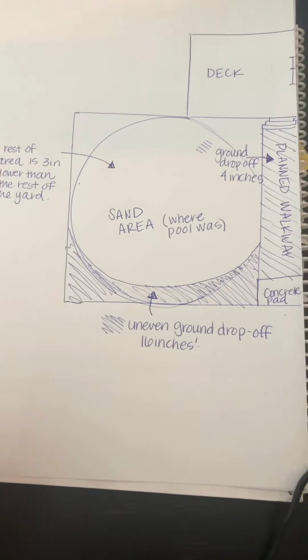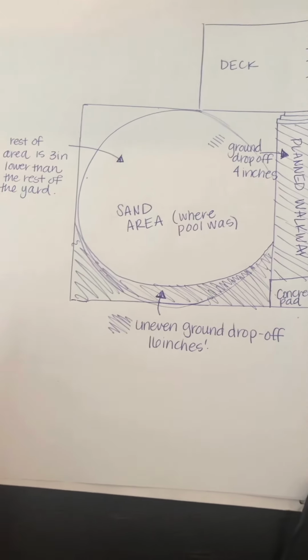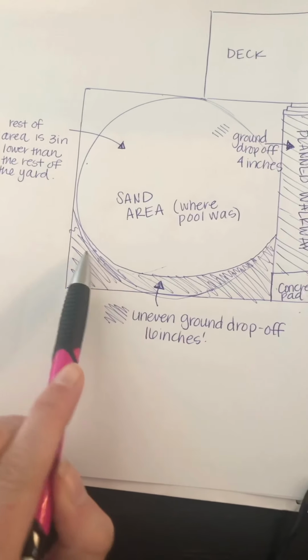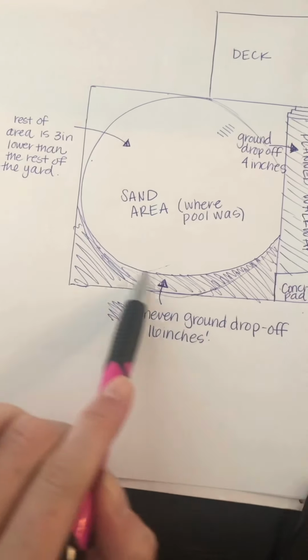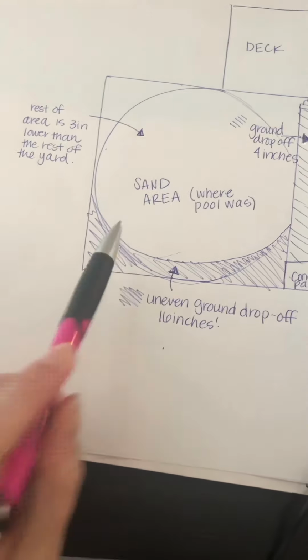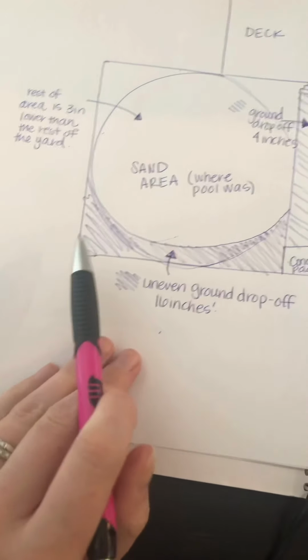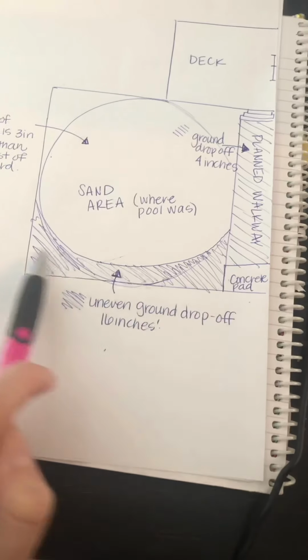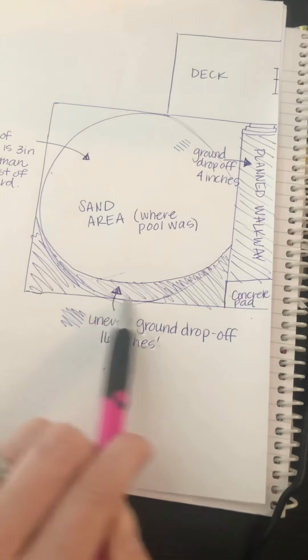Okay guys, so this is the backyard, and I'll show you a picture here in a second. There used to be an above ground pool, that's sand now, but on this end of the backyard, the ground drops off 16 inches. So this was an uneven yard to begin with, which we deal a lot with here in East Tennessee. So that's a 16-inch drop, so that's kind of our big concern.